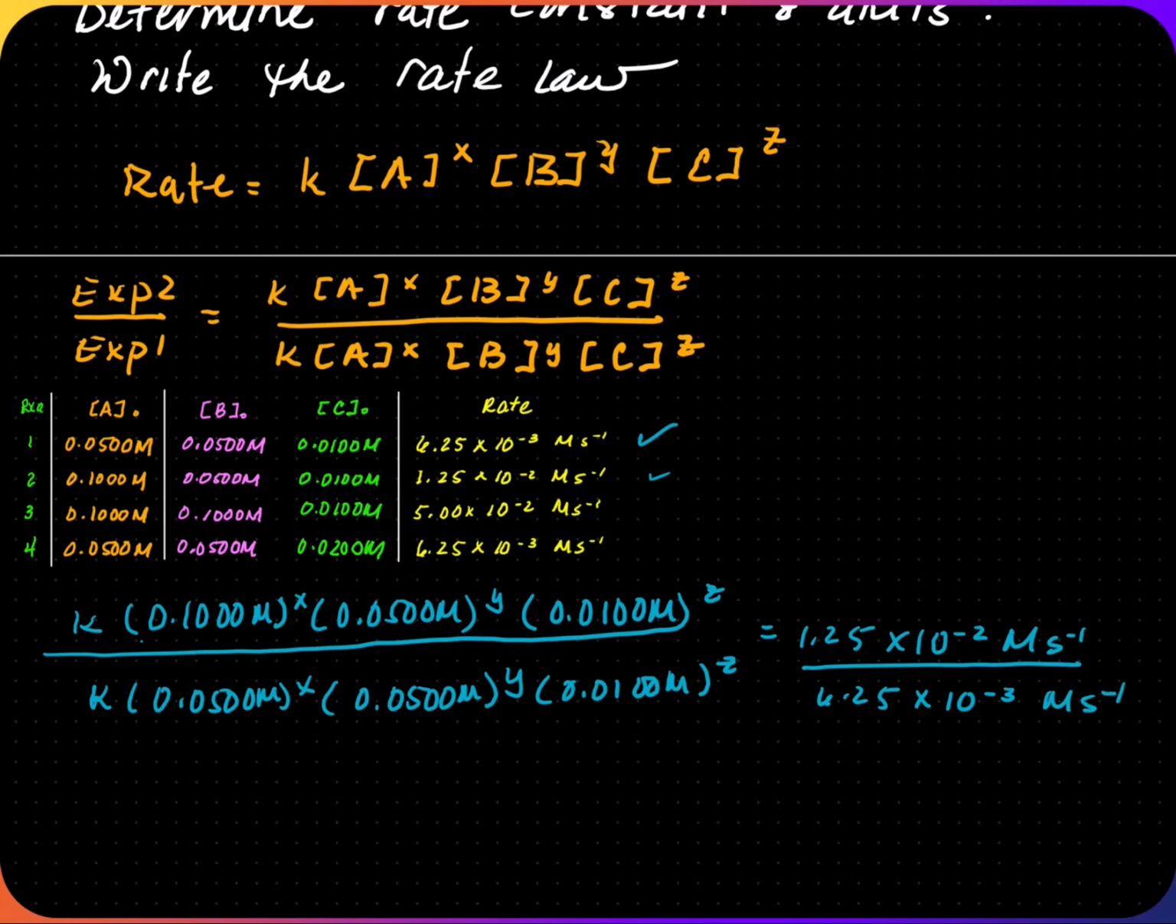Now we need to simplify. The K's are the same for the experiments, so the K's cancel out. The concentrations to the X are going to reduce to 2 to the X. The concentrations for the Y's are going to cancel out because they are the same. The concentrations for Z are going to cancel out because they are the same. And if I divide the right side, this is going to be 2. So 2 to the X equals 2, so that means X is equal to 1. Any number to the power of 1 is itself. So X must equal 1.